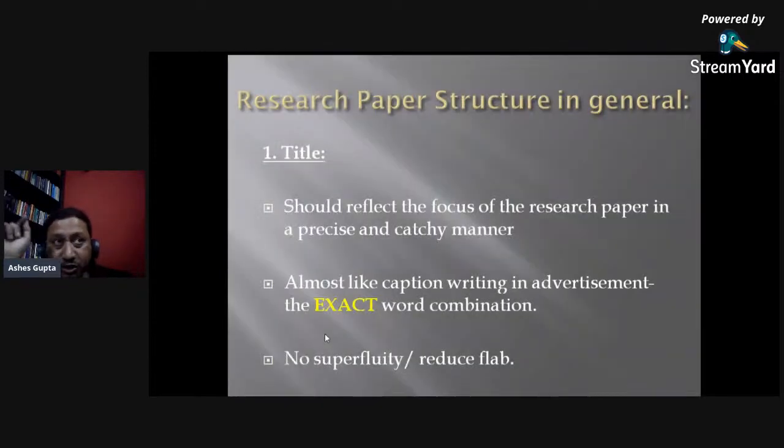So the exactitude of word selection, vocabulary, the exactitude of word combination becomes very important for a researcher when he is framing his title, when he is composing his title. And no superfluity. Don't say everything in your title. Reduce flab. The exact word only. Be precise. Remember, your title is not supposed to say everything. It's supposed to invite your reader to read more.